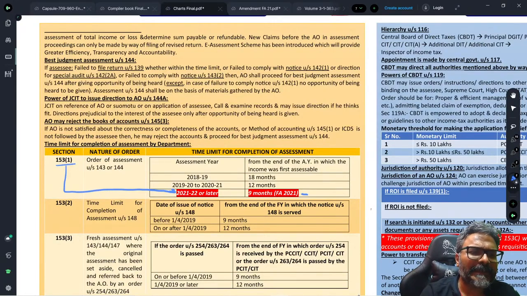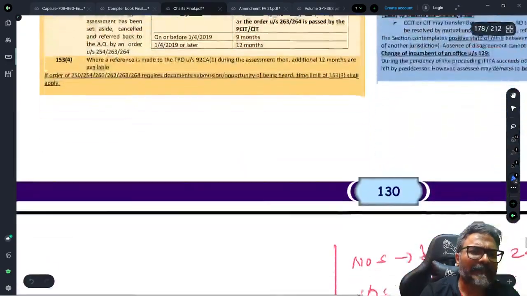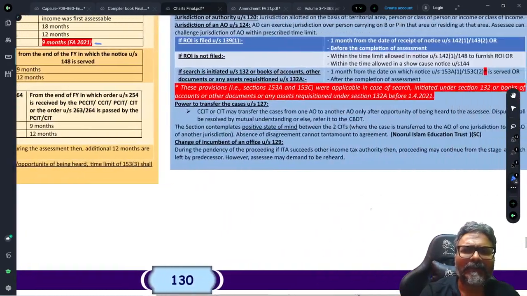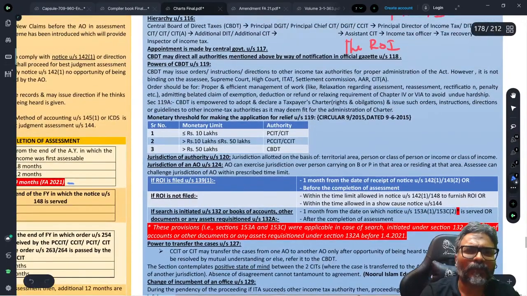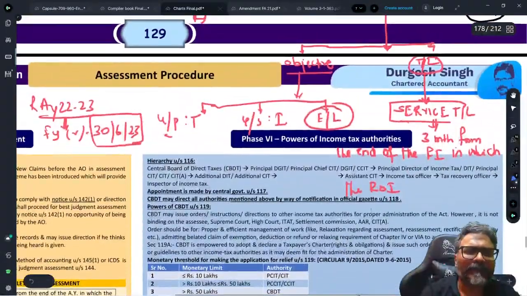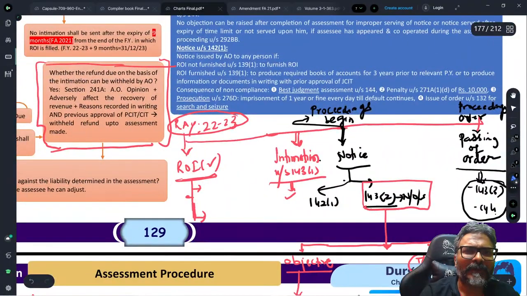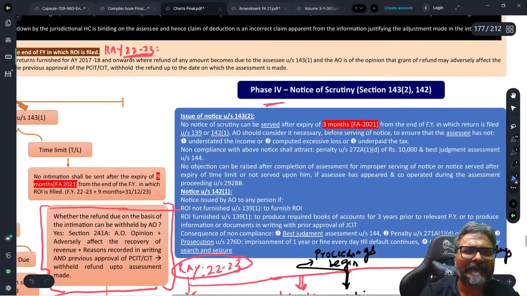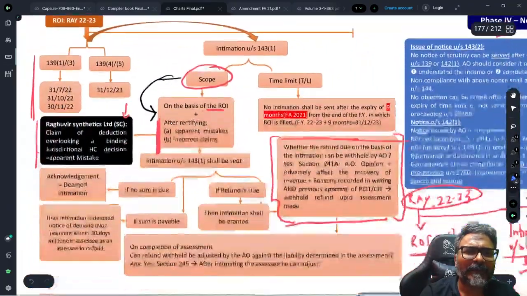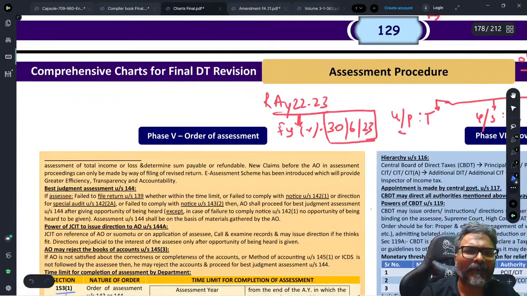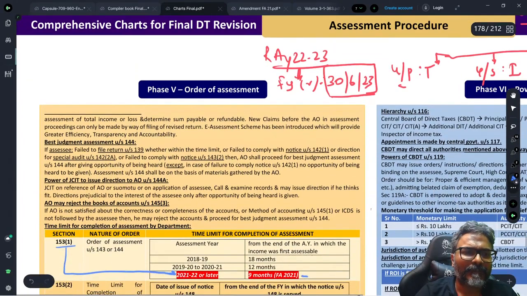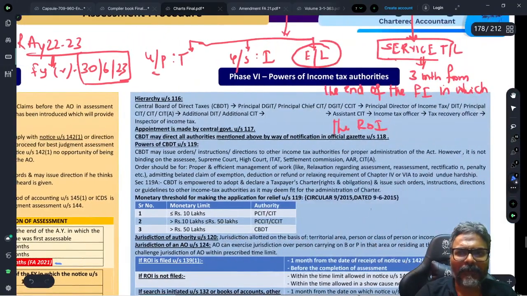If it is a transfer pricing case, students, do you know what happens? This 9 months gets further extended by 12 more months. So 9 plus 12 would be the time limit for the transfer pricing cases. Do you all agree to this one? 9 plus 12 would be the time limit for the transfer pricing cases, isn't it? And that exactly is the point. Now, students, let's look at the various powers.